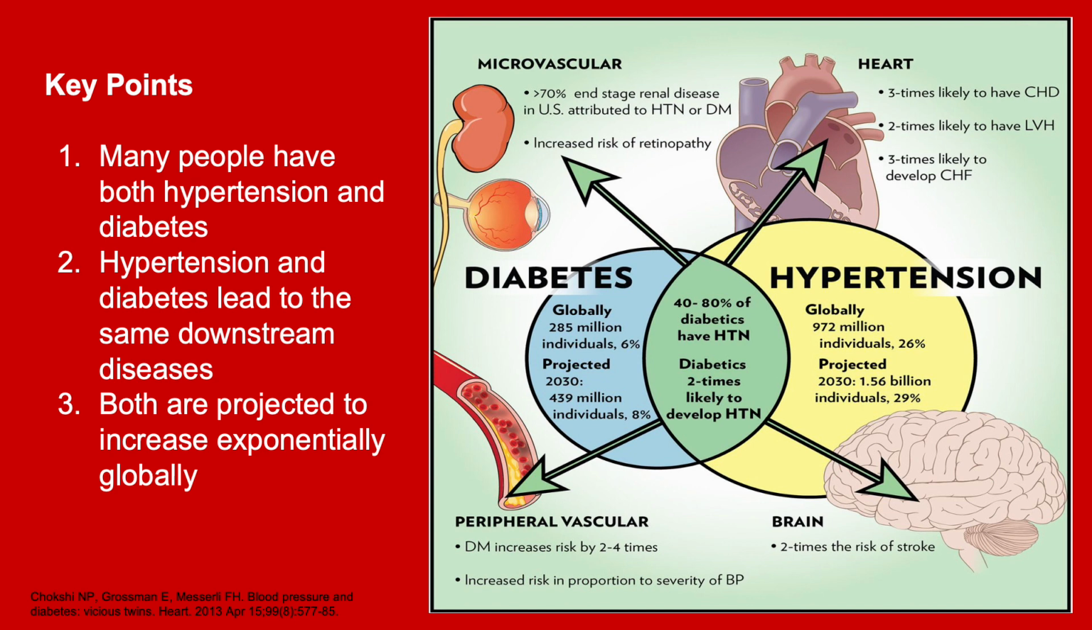These two conditions also have similar effects and lead to the same diseases. They are also projected by specialists to increase exponentially globally in the coming years. It's projected that by 2030, we will have 439 million individuals with diabetes and 1.56 billion individuals with hypertension globally.